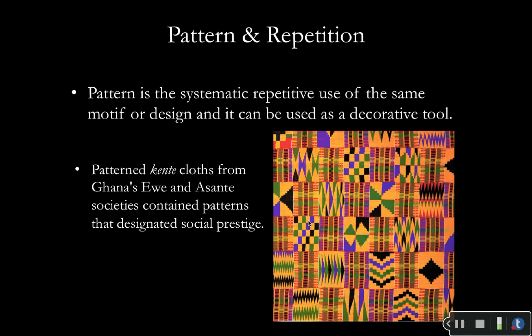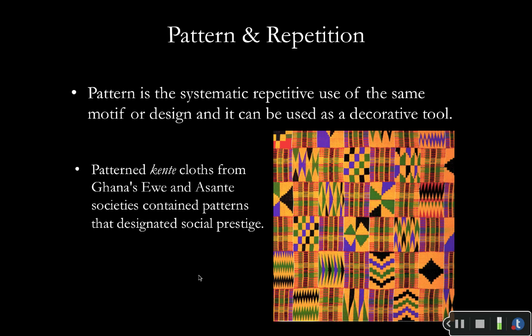Lastly, I want to talk about pattern and repetition. Pattern is the systematic repetition and use of the same motif or design, and is often used as a decorative tool. So here I've brought up a kente cloth. Kente cloths are traditional African garments, usually. This design comes from Africa, and you often see Africans wearing this design in a variety of ways.